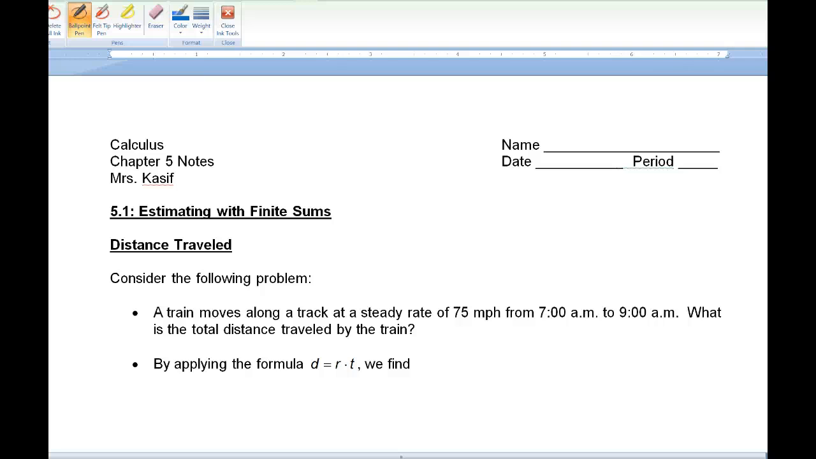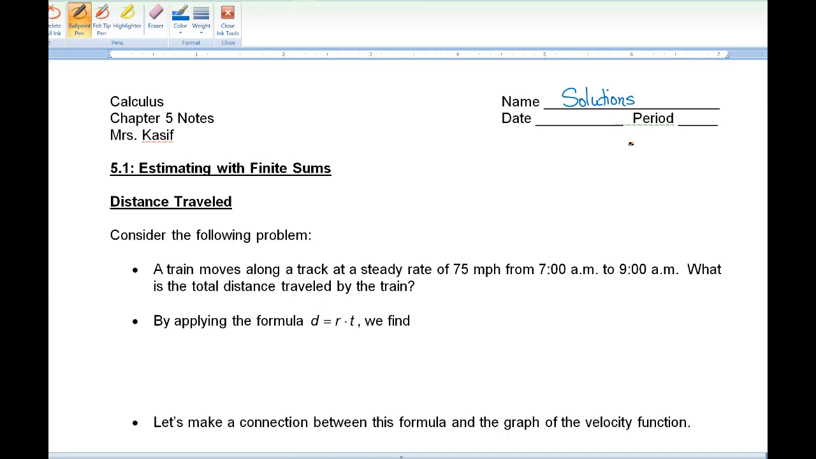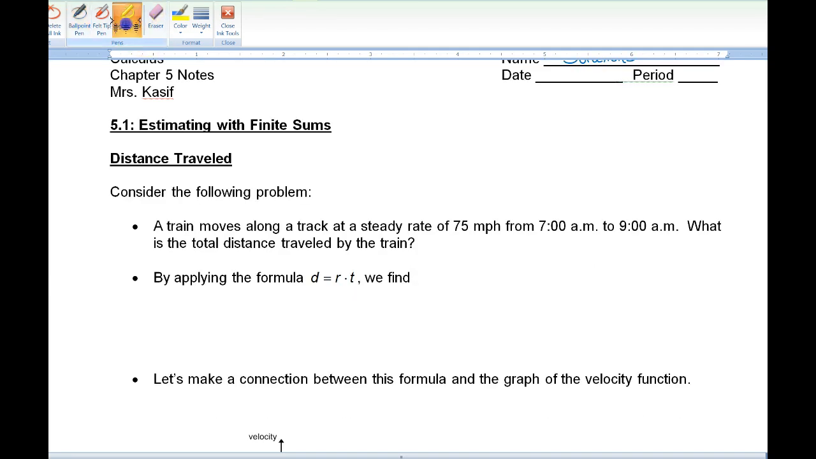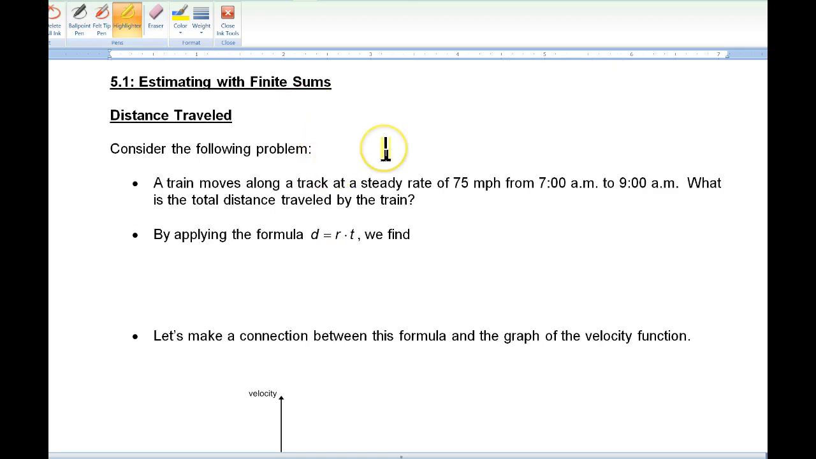Okay, so today we're going to start with Chapter 5, and we're going to be estimating with finite sums. So let's take a look at just a simple example, distance traveled.